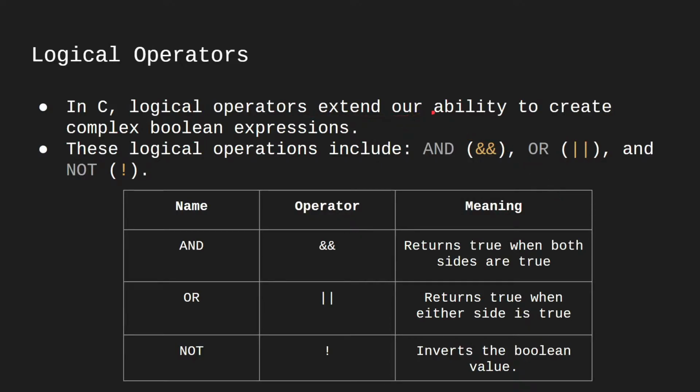Logical operators extend our ability to create complex Boolean expressions. We can use things such as and, or, not. So you can see the symbols here. The and statement is the double ampersand sign, the or statement is the double pipe sign, and the not statement is the exclamation point. Now, we've talked about some of these things in the sense of using them for bitwise operations, but now we can combine two different Boolean expressions using these various and or statements, or we can invert one by using the not statement.